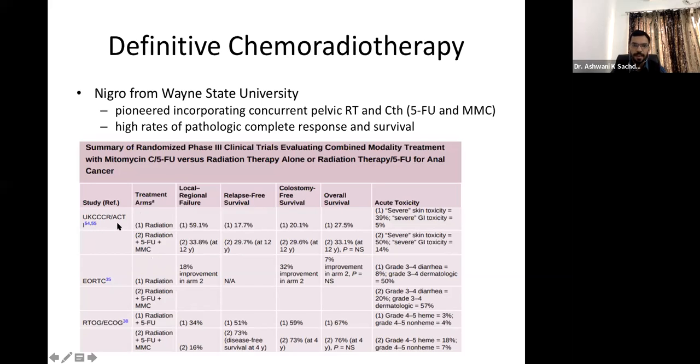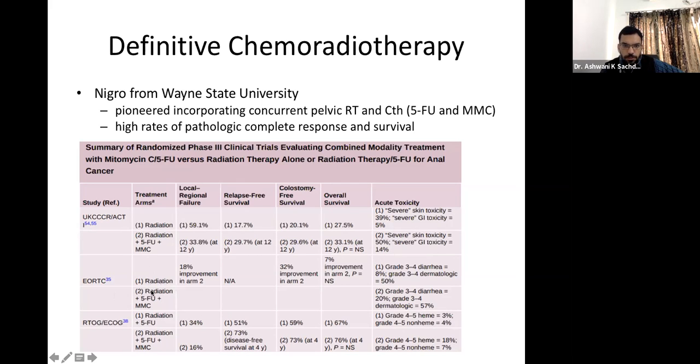The first study is the UK ACT 1 trial. They found lower locoregional failure rates, higher relapse-free survival, and higher colostomy-free survival with the addition of chemotherapy, 5-FU and mitomycin C, to radiation. Overall survival was also better with chemoradiation, but it was not significant. It was at the expense of increased toxicity, increased skin toxicity, and increased GI toxicity.